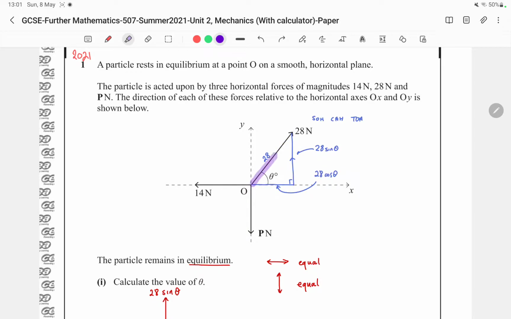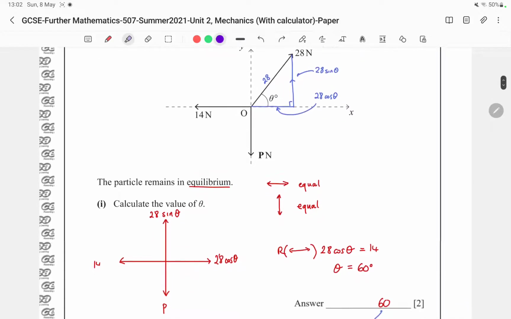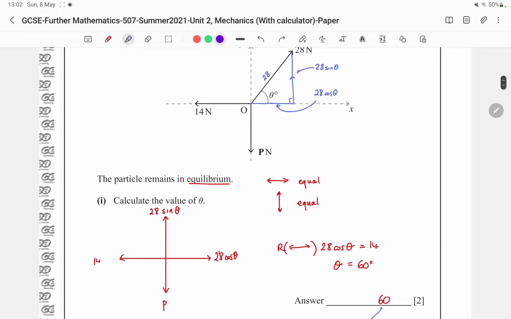Similarly, the 28 newtons is the hypotenuse, and we want, in this case, the opposite. When we use opposite and hypotenuse, we use sine. So the vertical component is the opposite, which is 28 sine theta. So our 28 newtons at an angle can now be changed into 28 sine theta acting upwards and 28 cos theta acting to the right. And remember, we still have 14 newtons acting to the left and this unknown p acting downwards.